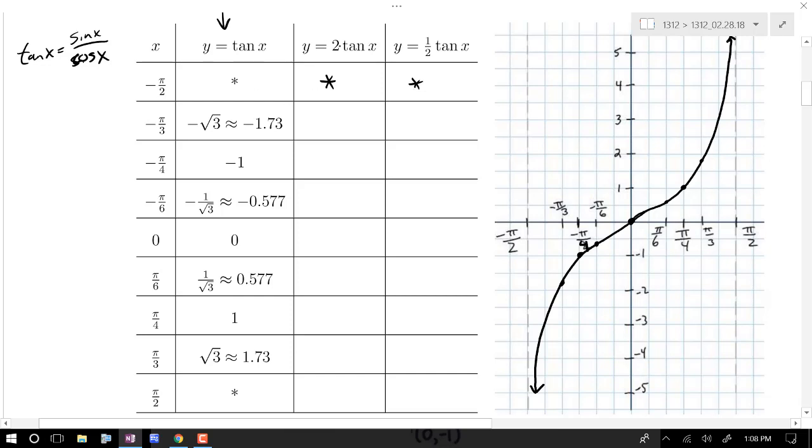Here, all we're going to do, if we're taking 2 times tangent of x, is just double these values. So we have -2√3, which is about -3.46. This will be -2. This will be -2 over √3, which is about -1.15. 2 times 0 is obviously 0. And then we have the same values repeated on the other side of 0 for the positives.